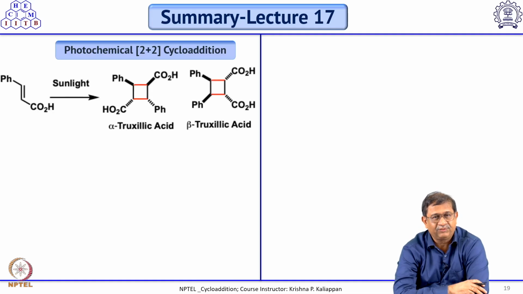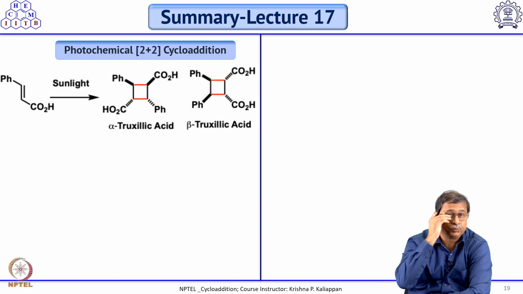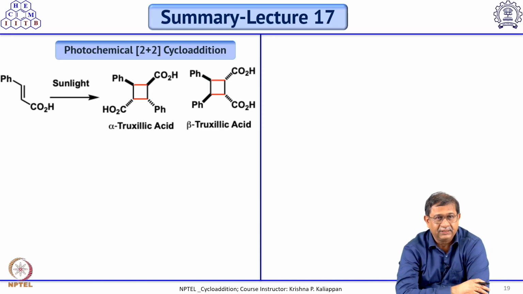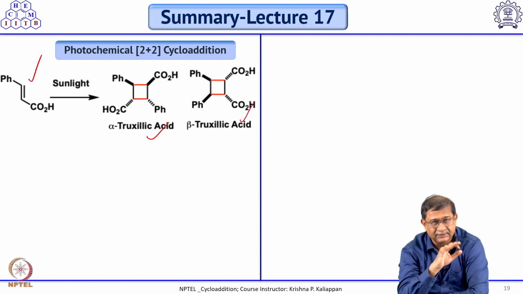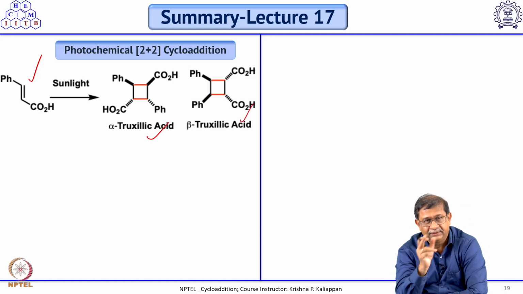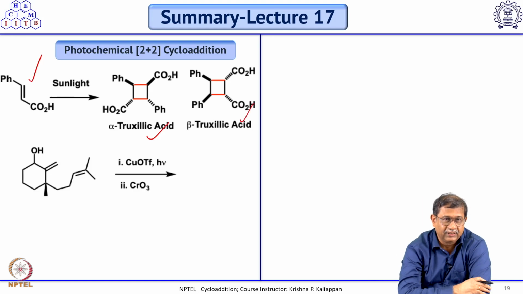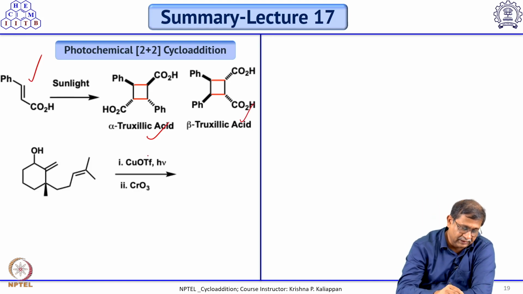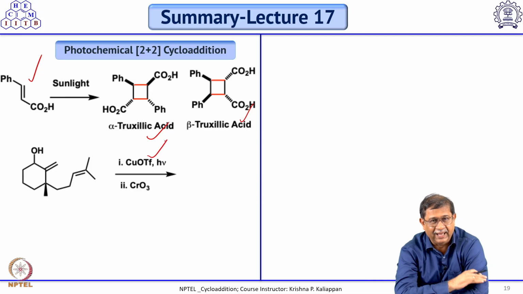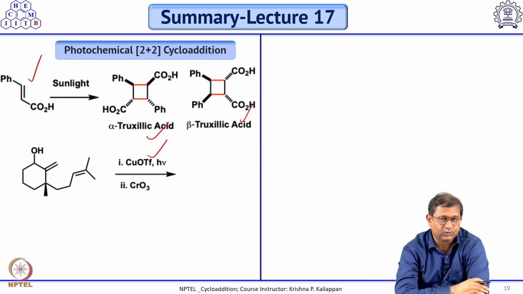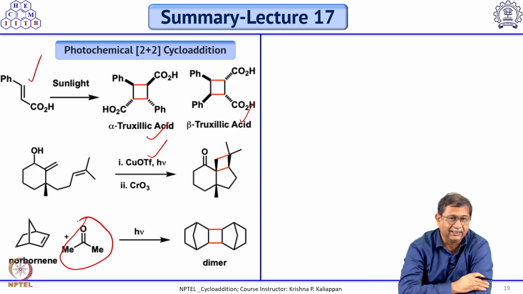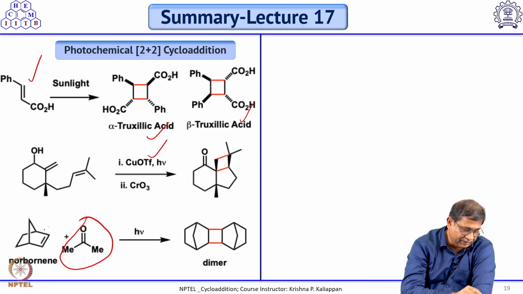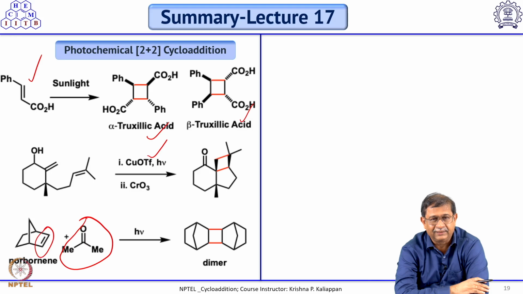In lecture 17, we moved from thermal to photochemical 2+2 cycloaddition reaction. So we started with a brief history of photochemistry and the earliest 2+2 cycloadditions reported under photochemical condition, like cinnamic acid to alpha-truxillic acid and beta-truxinic acid. They are obtained by head to head and head to tail 2+2 cycloaddition modes, and intramolecular cycloaddition with Lewis acid like copper triflate actually helped in carrying out this 2+2 cycloaddition reaction more efficiently. And we also used a sensitizer like acetone to facilitate the dimerization of alkenes like norbornene.